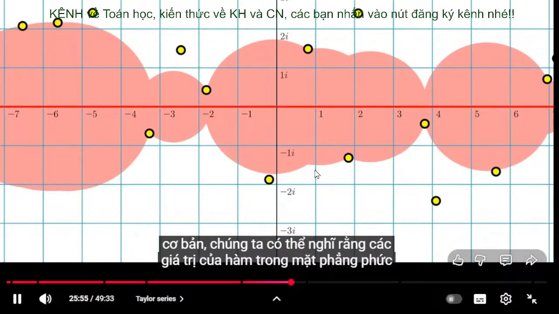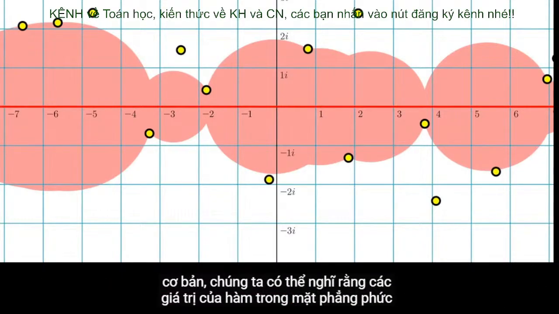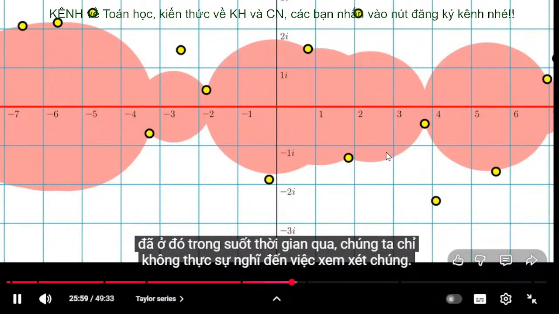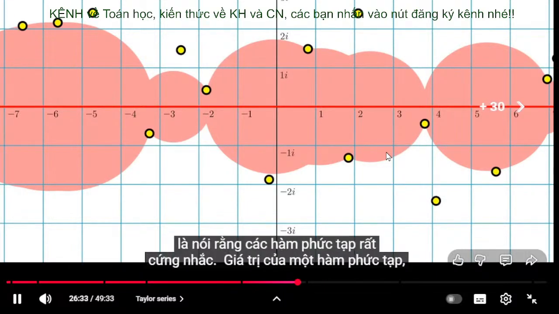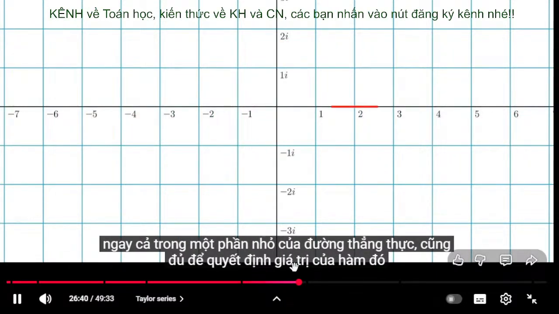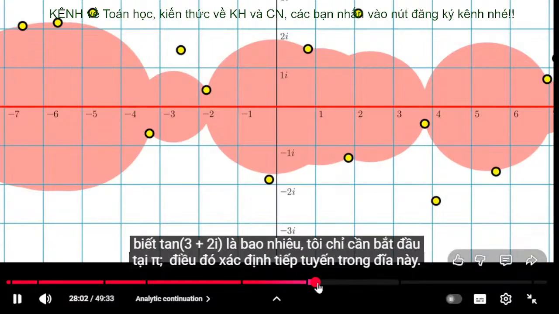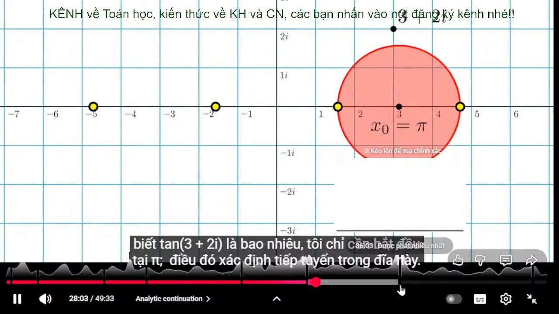Essentially, we can think of it as that those values of the function in the complex plane were there the whole time. Key features of the function on a tiny piece of the real line are sufficient to define tangent within this disk.